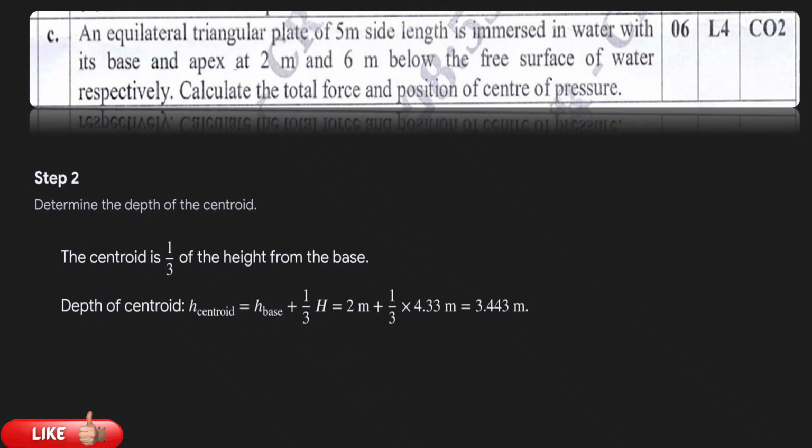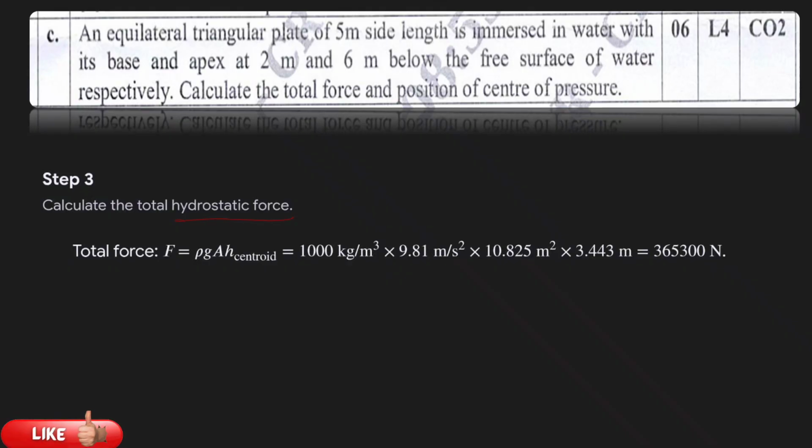Step 2, determine the depth of the centroid. So centroid is located at 1/3 of the height from the base. Therefore, depth of centroid, h centroid equals h base, height of the base, plus 1/3 of the height of the triangle. So height of the base is 2 meter plus 1/3 into 4.33 meter. That's equal to 3.443 meter. This h base 2 meter, where does it come from? In the problem, it is given as 2 meter. This is height of the base from the free surface of water.